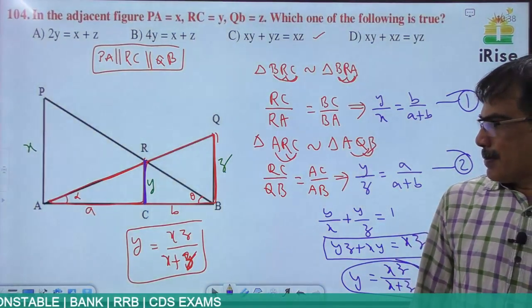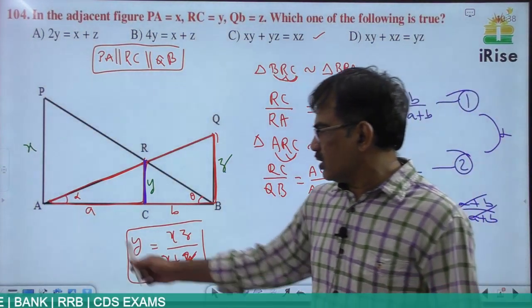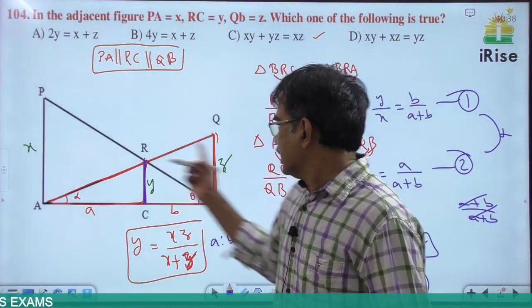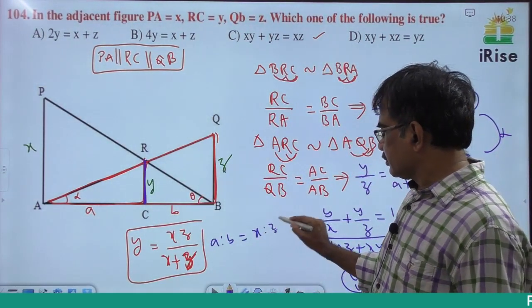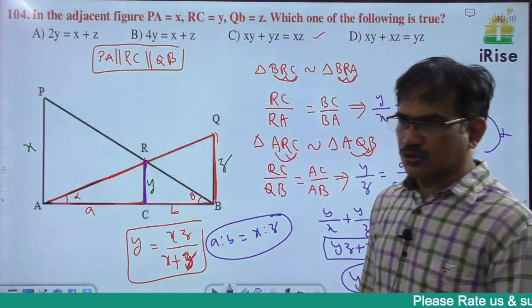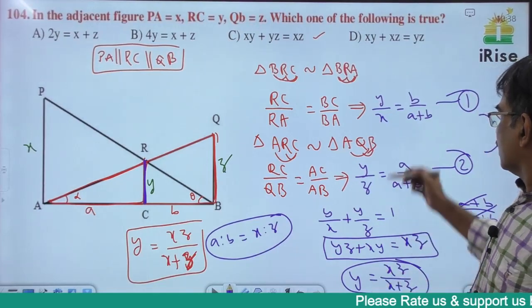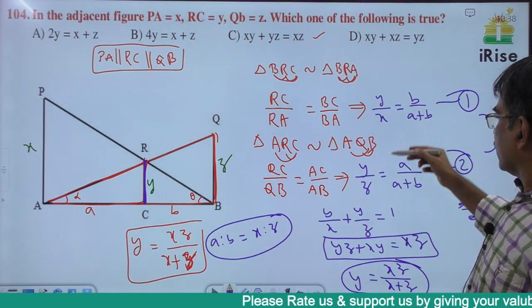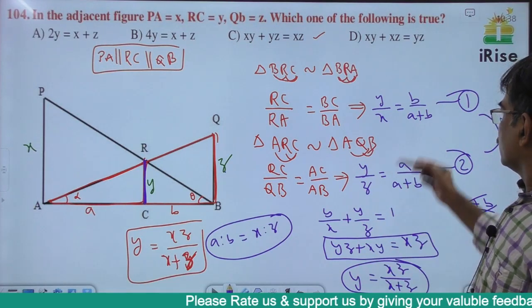It is nothing but product of the heights of the poles by sum of the heights of the poles that gives the answer. Okay, and one more important thing, a is to b is equal to x is to z. The ratio of these two is the same as the ratio of these two. Just divide this by this, y gets cancelled, we get x is to z is equal to a is to b.